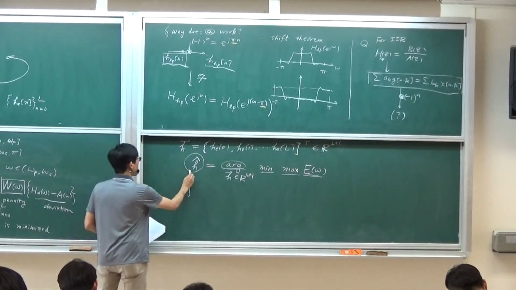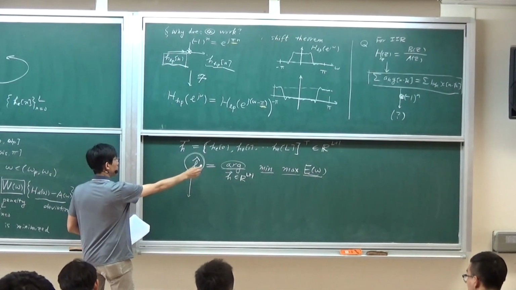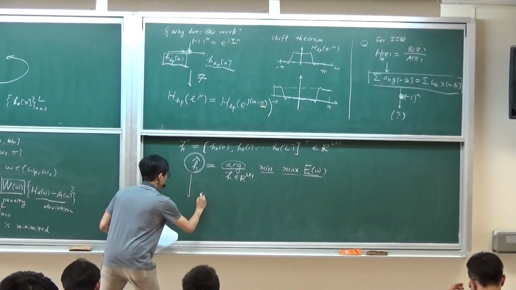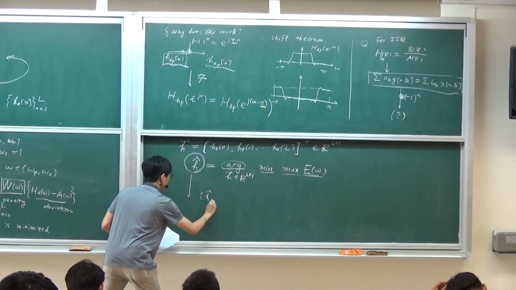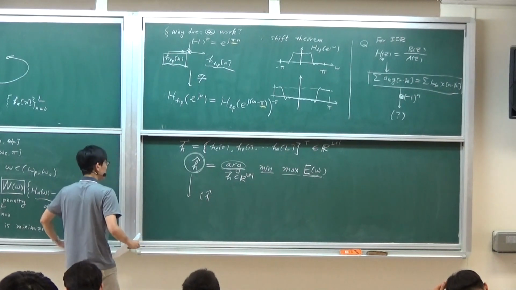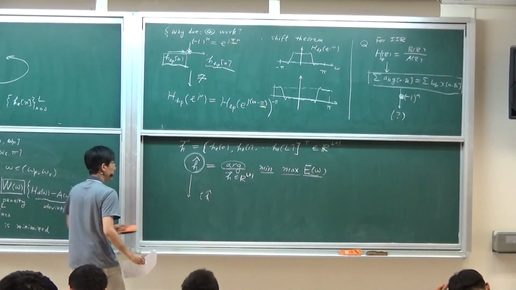So once we find this optimal set of samples, this is H hat. Once we refine it, we're set. Okay?